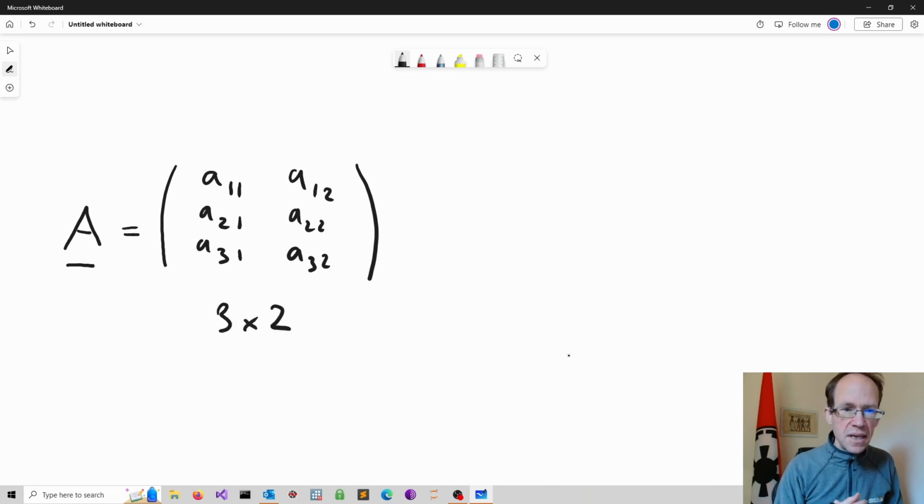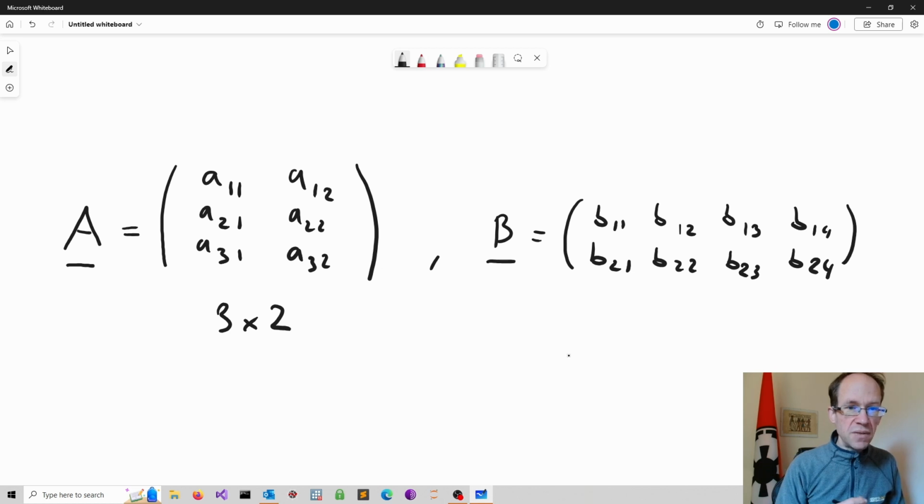Let's consider another matrix called B. So B has the dimension 2 times 4, as we have 2 rows and 4 columns. And as you can see, we follow the same naming convention for our entries. So B23, for instance, refers to the second row and the third column.